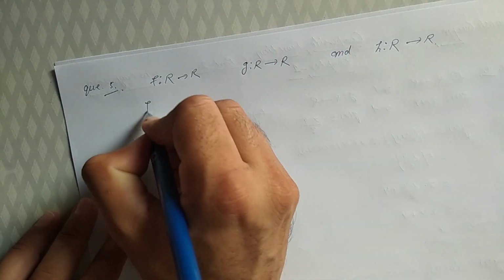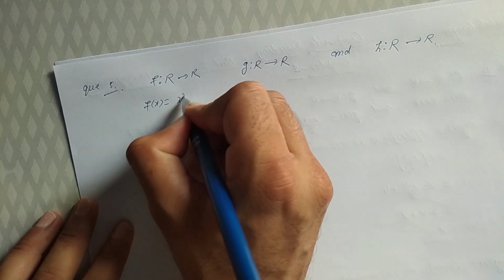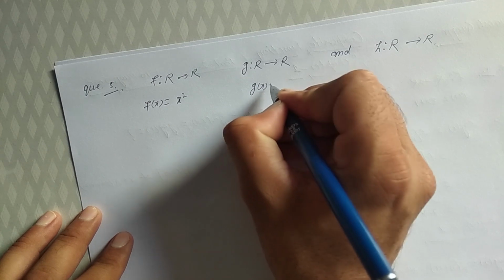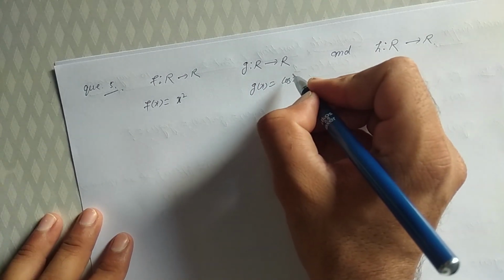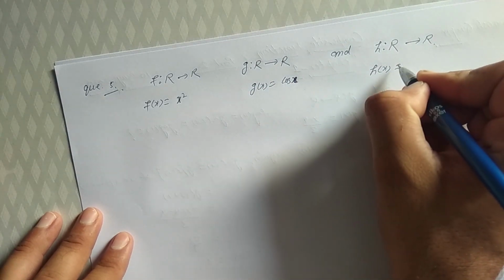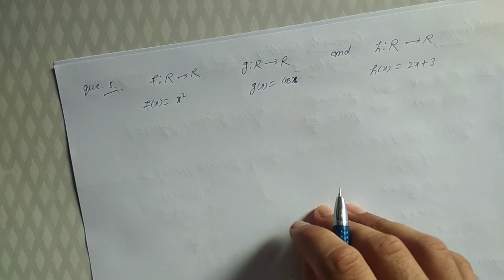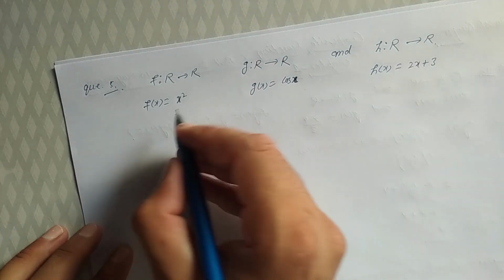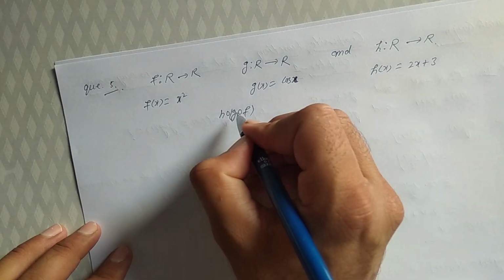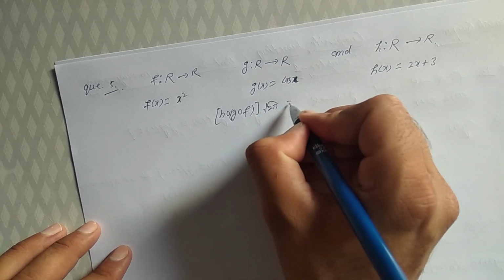defined as f(x) = x square, g(x) = cos x, and h(x) = 2x + 3. Then find hogof at root 2 pi.